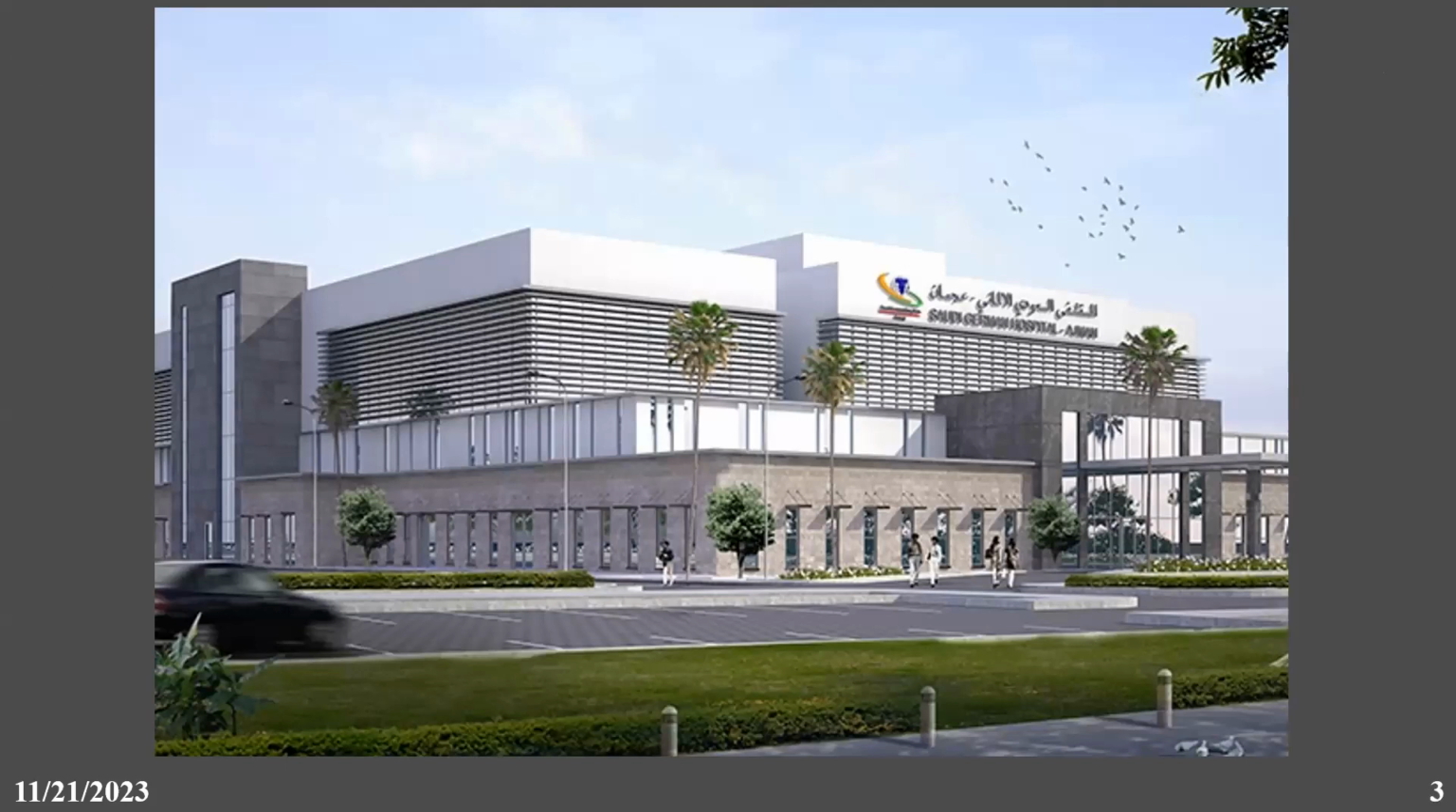This is the previous hospital that I was the head of an ICU, PICU. It's a Saudi German hospital in Ajman.